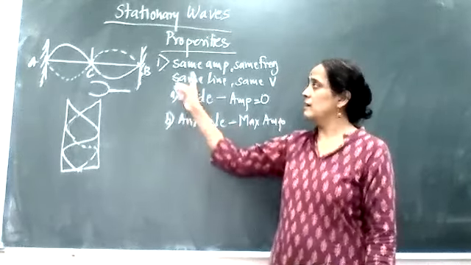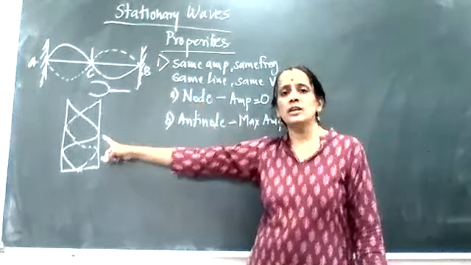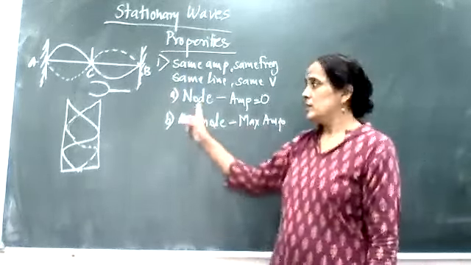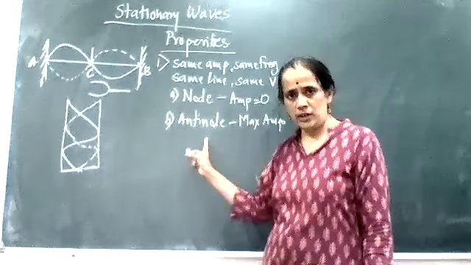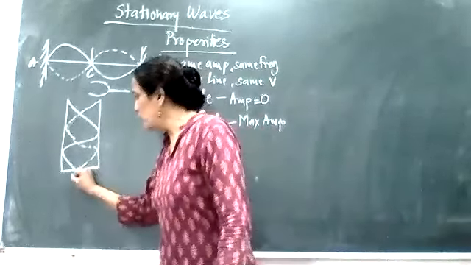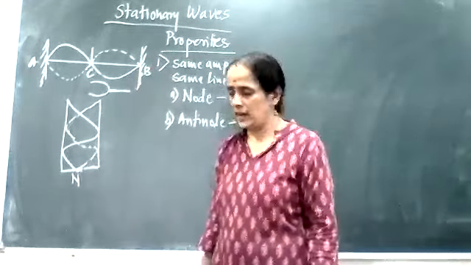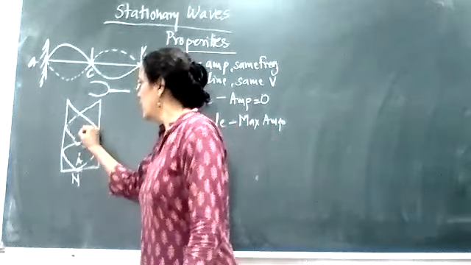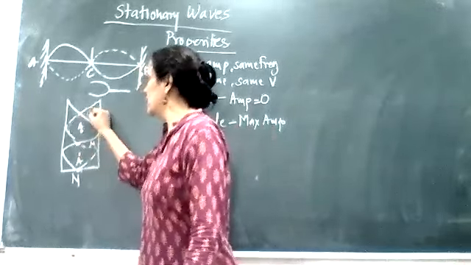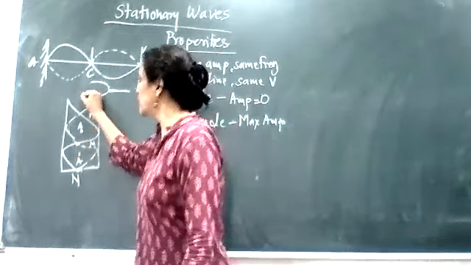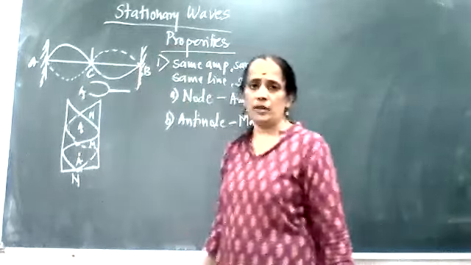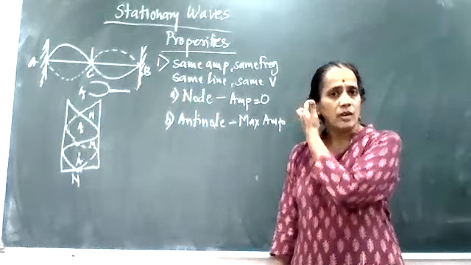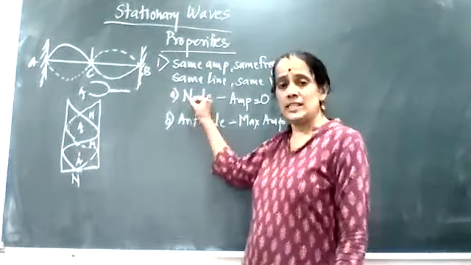Clear? Then, if I talk about the longitudinal stationary wave, there also I am getting node points and anti-node points. Where am I getting the node point? I am getting the node at the closed end, and at the center I am getting the anti-node. And at the open end, slightly above, here again I am getting the anti-node.